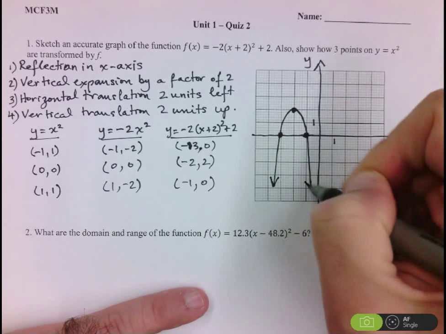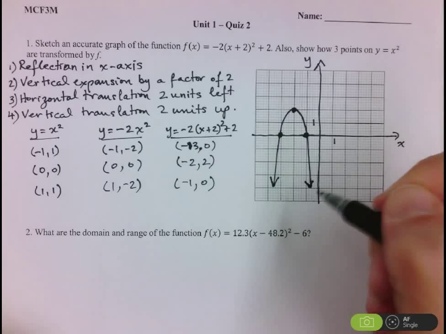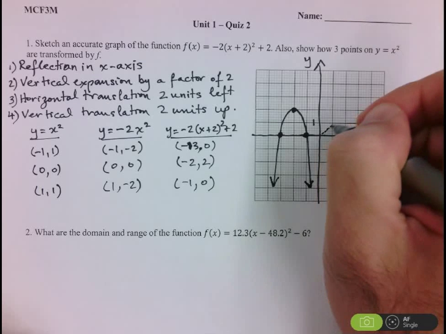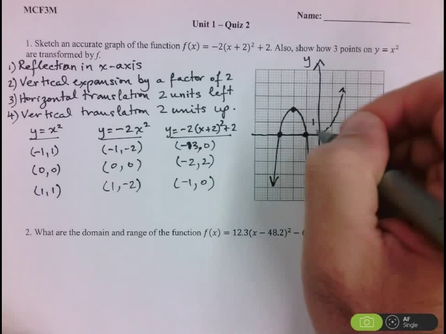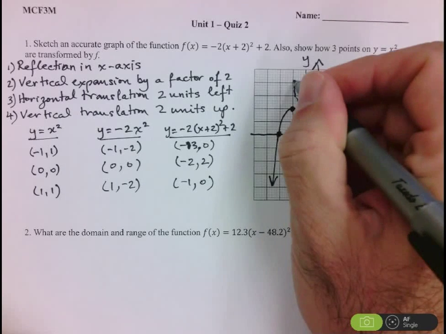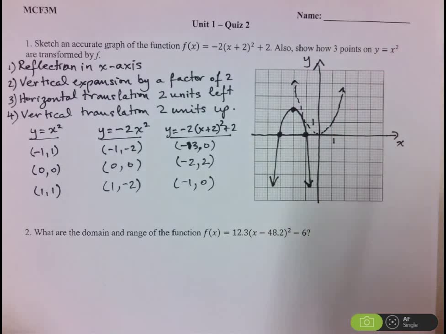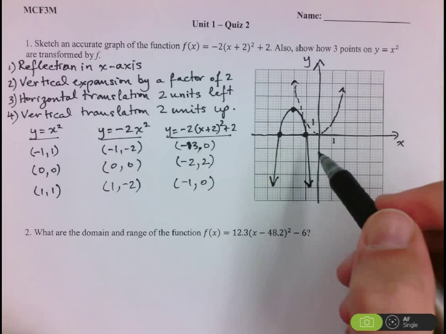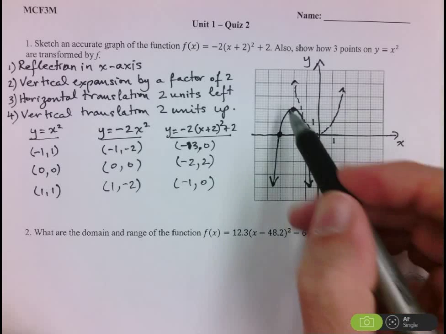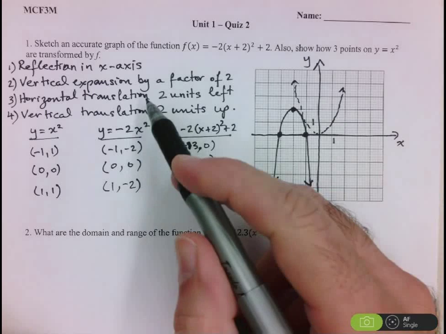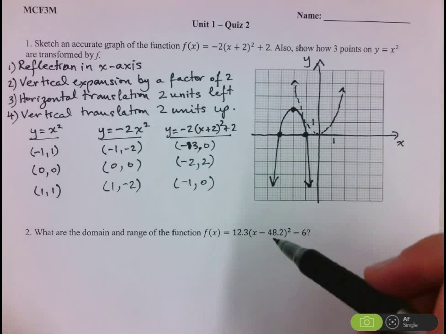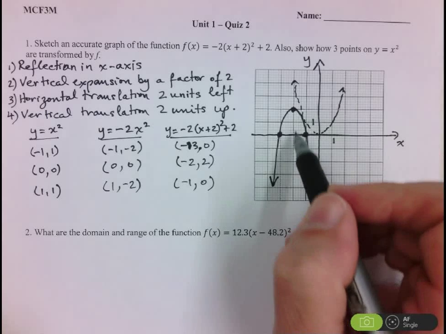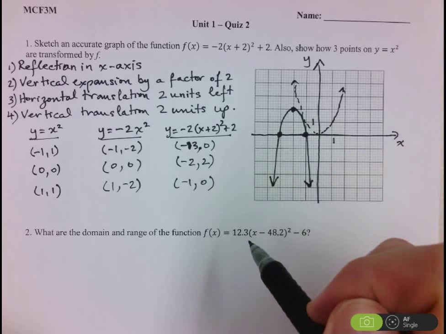A good thing to do before going on to the next question is just make sure that this makes sense. If we compare this to y equals x squared, some people like to draw that on the same graph, we see that it has been reflected. We see that it is thinner than the original function, which we expect with a vertical expansion, and we see that the vertex has been moved 2 to the left and 2 up, so our answer makes sense.